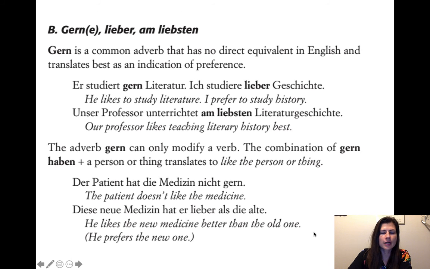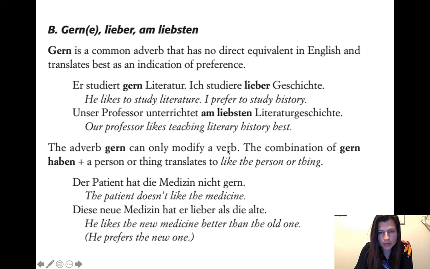Okay, so gern, lieber, am liebsten. We've mentioned gern several times before, but it's good to look at gern in a few more example sentences. So, er studiert gern Literatur. He likes to study literature. It literally means he studies gladly literature. So he does it gladly means he likes to do it. Ich studiere lieber Geschichte. I prefer to study history. So I study preferably history. So lieber is like better than gern. But then you have unser Professor unterrichtet am liebsten Literaturgeschichte. Our professor likes teaching history best. He prefers it most, you could also say, am liebsten.